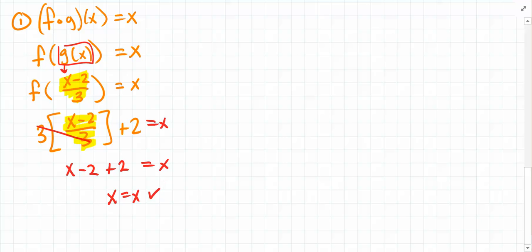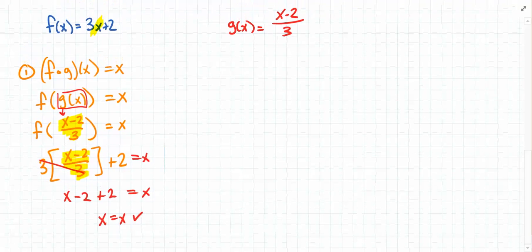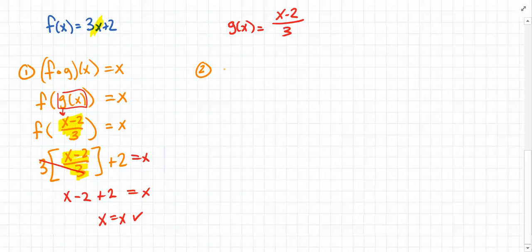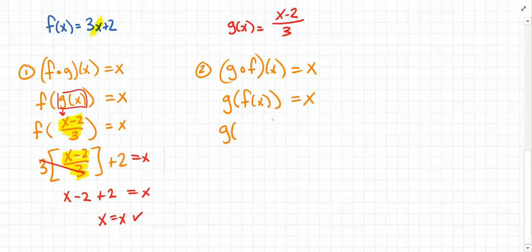What's the other part that I need to do? Exactly. You guys got it. I want to show that g of f of x is also equal to x. So this is going to be g of f of x. Show that it gives me back x. So this is g of what is in the inside? 3x plus 2. Very good. So I want g of 3x plus 2, and show that it gives me back x.